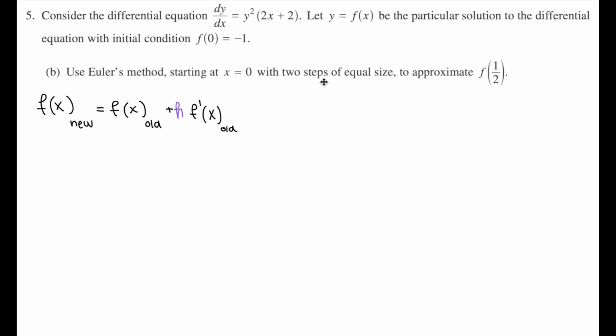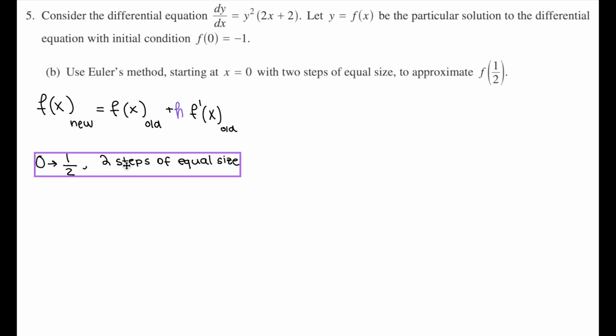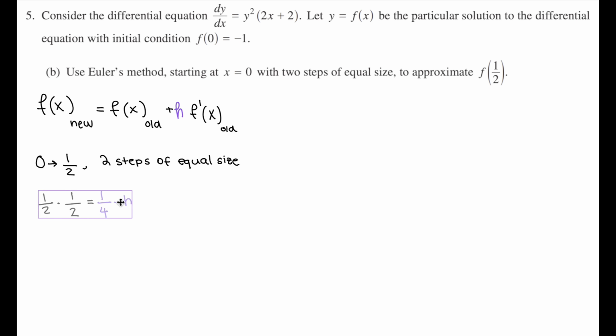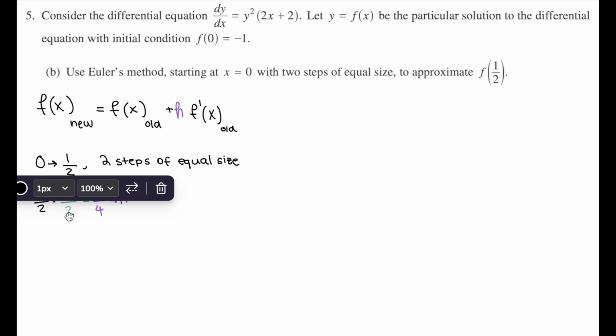Basically we're asked to approximate f of 1/2 starting from 0. So our starting point is 0 and our ending point is going to be 1/2. And we're asked to use 2 steps of equal size. So to find the step size, I like to divide the ending point, which in this case would be 1/2, by the number of steps they want us to use, which in this case would be 2. So I will divide 1/2 by 2, and dividing is just like multiplying by the reciprocal. So 1/2 times 1/2 is going to give me 1/4, which is going to be our step size.